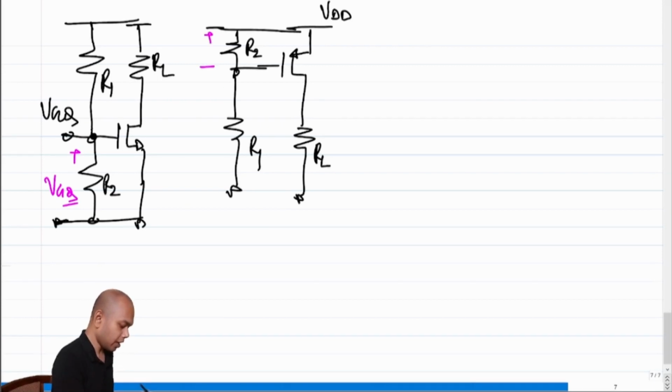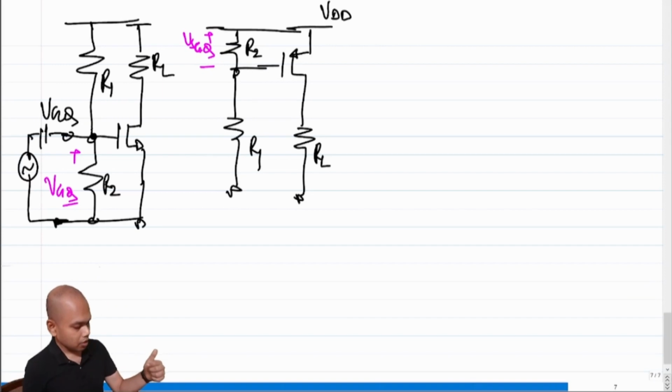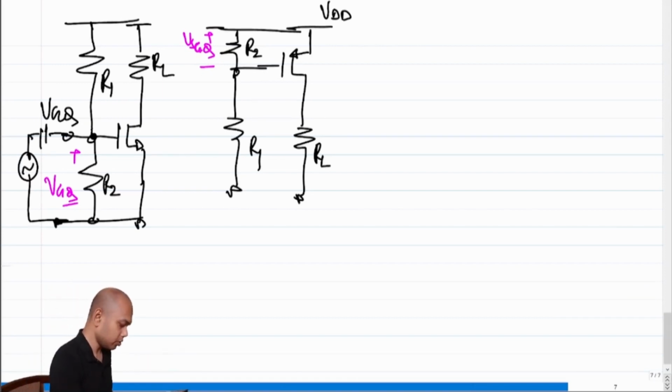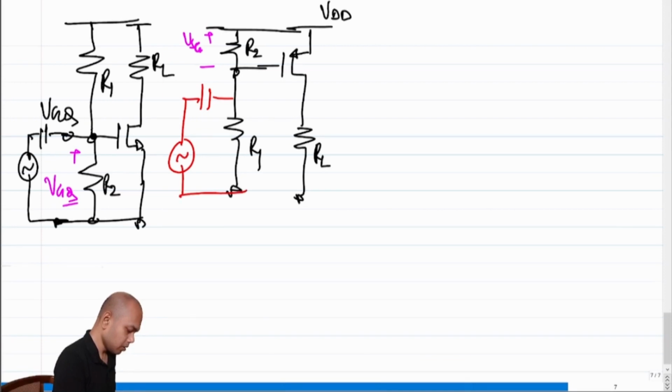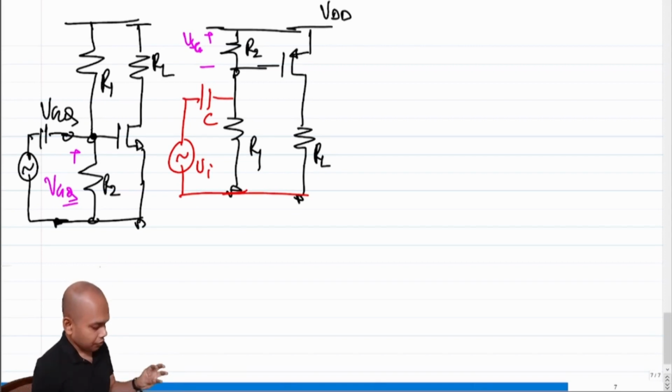We wanted the voltage across R2 to be VSGQ, right? How were we applying the input? We were applying the input by AC coupling it into our configuration. So in this case, I can AC couple the input as well. Because this is AC coupled, it doesn't really matter whether VI is referenced to VDD or to ground, right? So this becomes the equivalent of the common source amplifier with a PMOS.